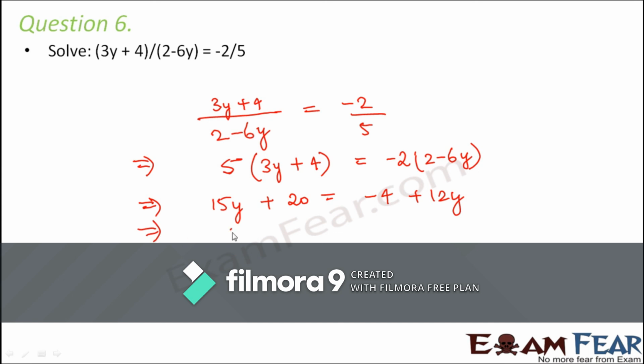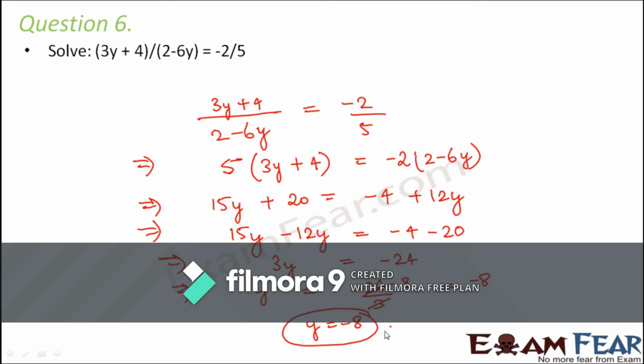So let's bring all the y's together. So this would be 15y minus 12y is equal to minus 4 minus 20. So this would again be 3y is equal to minus 24, or y is equal to minus 24 divided by 3. So this is equal to minus 8. So we get y is equal to minus 8. So that would be the solution for this equation.